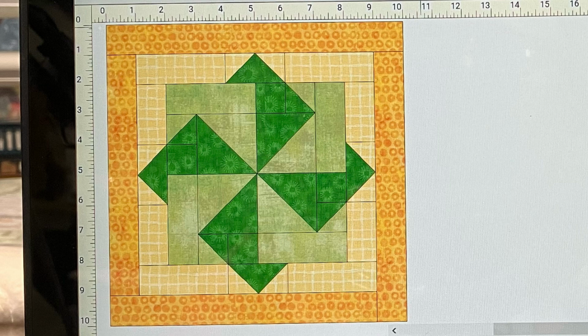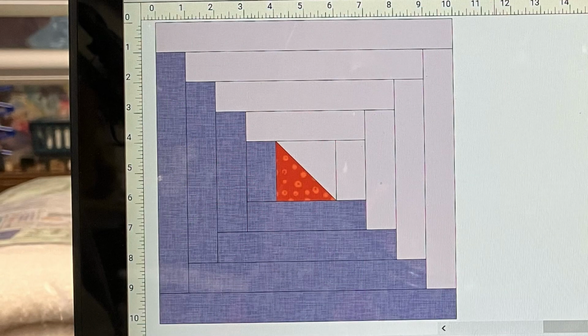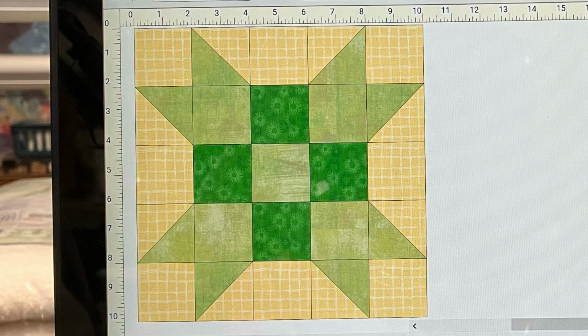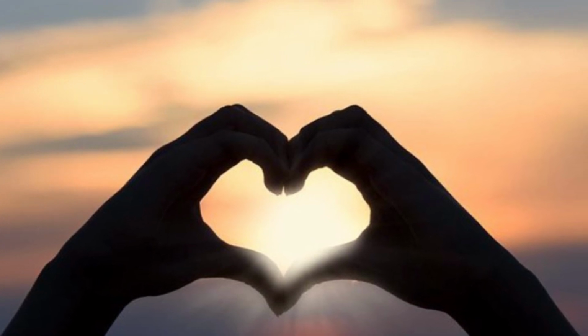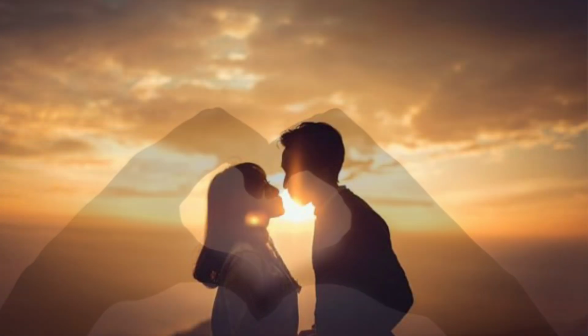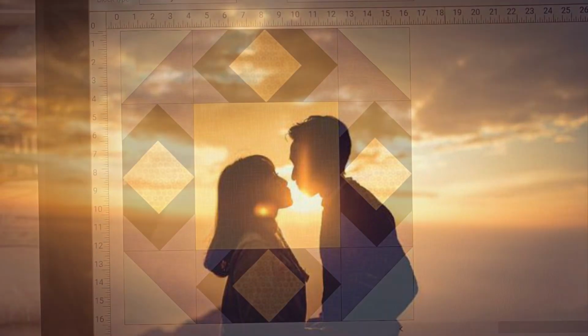Chapter 1, Tumbleweed and God's Eye. Chapter 2 of Part 2, Log Cabin. This has multiple blocks. And Farmer's Daughter. Chapter 3 has 4 blocks, all with a wedding lovey theme.